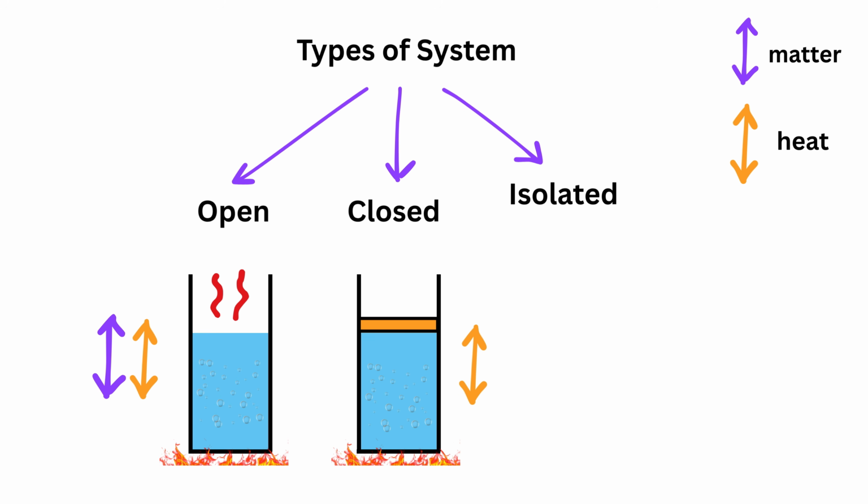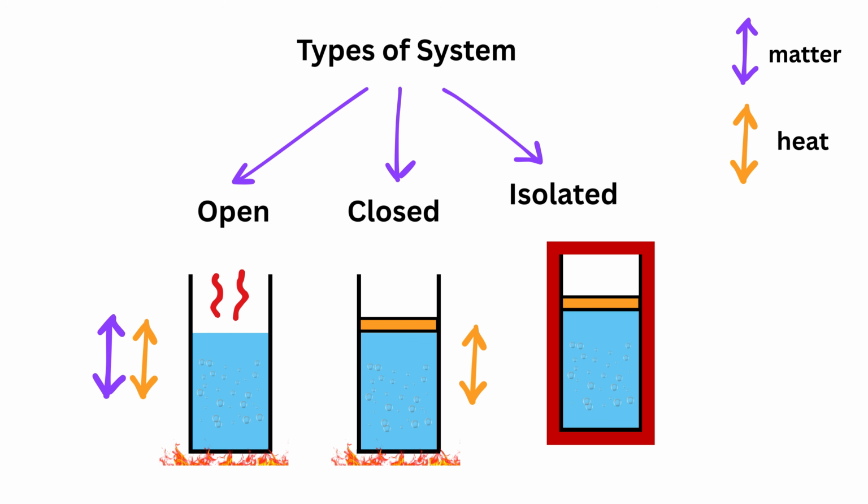A closed system can exchange only energy, not matter. For example, if you have a sealed metal container of gas, heat can flow in or out of it, but the gas itself stays inside. Lastly, an isolated system can neither exchange matter nor energy with its surroundings. A perfect thermos flask is an example of an isolated system, because ideally, no heat enters or leaves it, and no matter crosses its boundary.